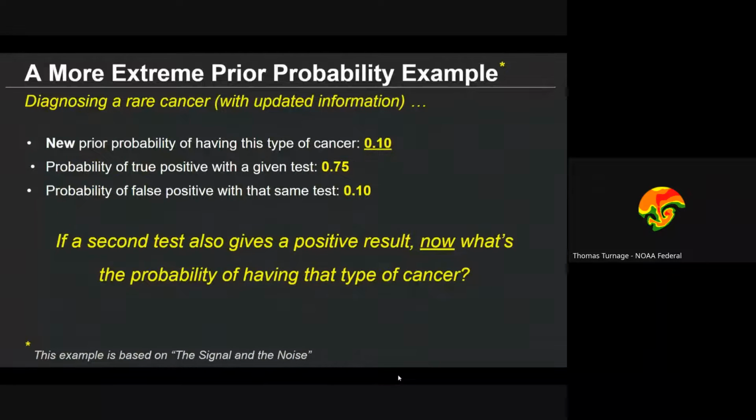Now, if we run it through, same as before, we'll do the updated information. Our new prior probability is going to be 0.10 instead of the 0.014. I won't do all the math for you, but the answer ends up being about 43%. So you got two positive tests, and you still are less than 50%, which is very non-intuitive.